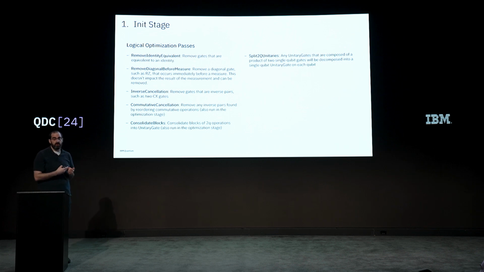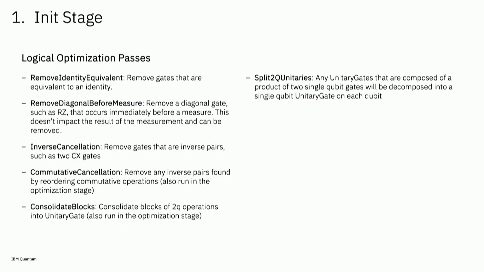Actually, all of them, all but one here. So the first one is the remove identity equivalent pass, and that was the one I was talking about. This just looks at every operation in the circuit and determines if it's equivalent to an identity gate, which means it has no effect on the state of the circuit, and it just removes it for efficiency.